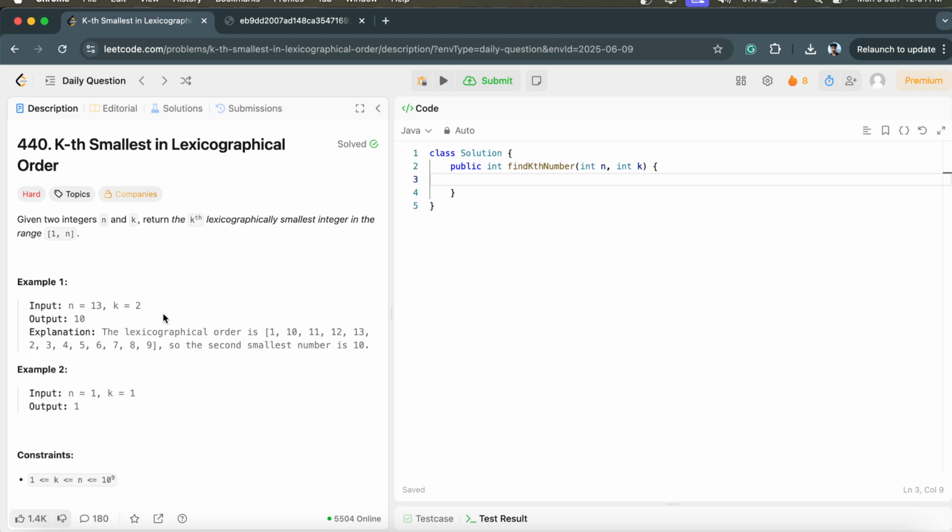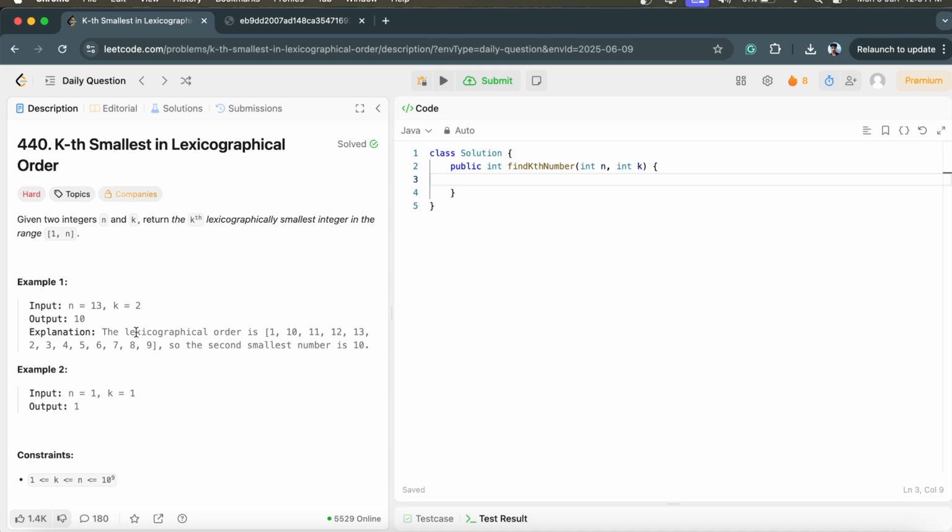It looks like a similar problem to what we did yesterday, but here they are asking for the kth smallest integer in lexicographical order. If we think of the range from 1 to n, the lexicographical order goes like this: 1, 10, 11, 12, 13. Then after 13, since the range ends at 13, we cannot go beyond it, so we continue with 2, 3, 4, 5, 6, 7, 8, 9. Now they are asking for the second smallest one, so 10 is what we will get, and that is what we have to print as the output.